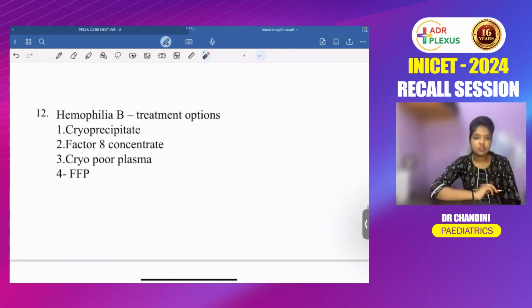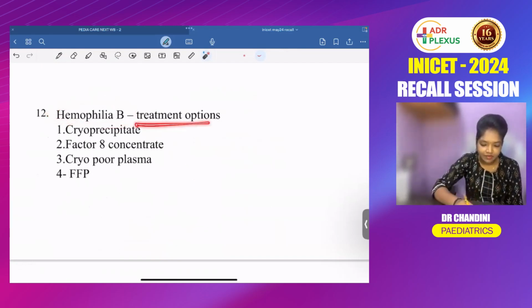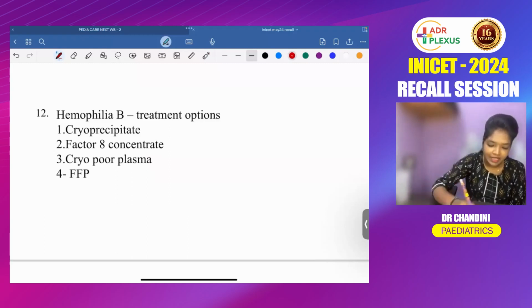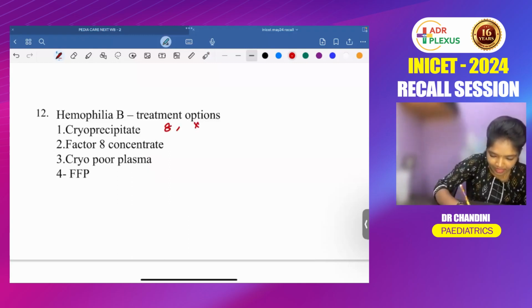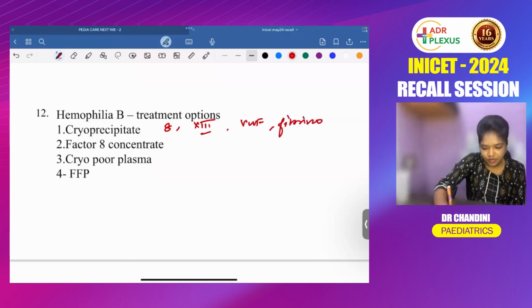Yes. Another topic, that is hemophilia. This time the question is from hemophilia B, and they have asked the treatment options. So treatment options for hemophilia B: cryoprecipitate, factor VIII concentrate, cryopoor plasma, and FFP. So this is a multiple answer question. Cryoprecipitate, so what is there in cryoprecipitate actually? Cryoprecipitate has factor VIII, factor 13, von Willebrand factor, and fibrinogen. So these are present in cryoprecipitate.